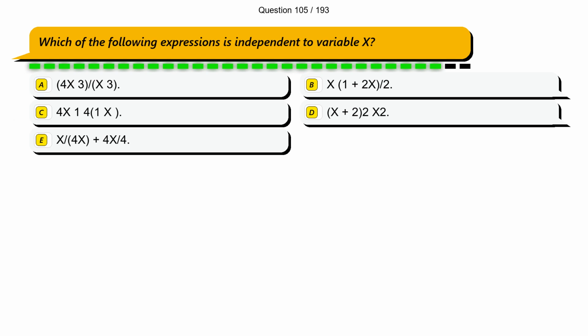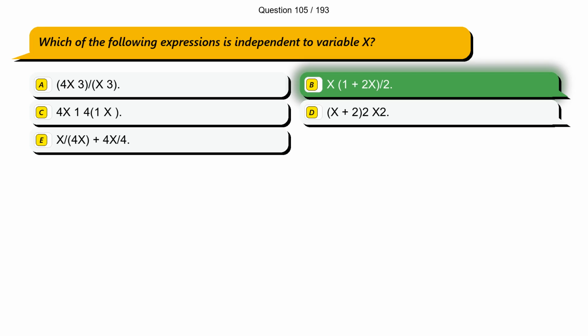Question 105. Which of the following expressions is independent of variable x? Option A, 4x3, x3. Option B, x(1 plus 2x), 2. Option C, 4x14, 1x. Option D, x plus 2, 2x2. Option E, x4x, plus 4x4.